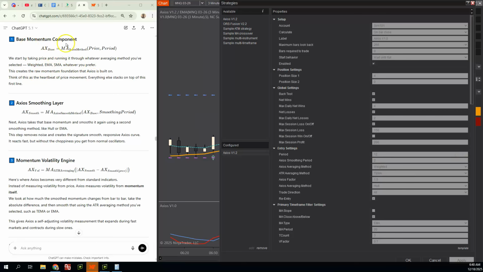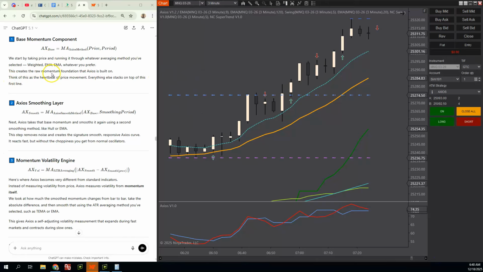So the base component, we have them all labeled as averaging method here. So it's the first one. We start by taking the price and running it through whatever averaging method you've selected, which is one of those moving averages. Then this creates the raw momentum foundation that Axios is built on. Think of this as the heartbeat of the price movement, and everything else stacks on top of this first component or parameter. Then we have the smoothing layer.